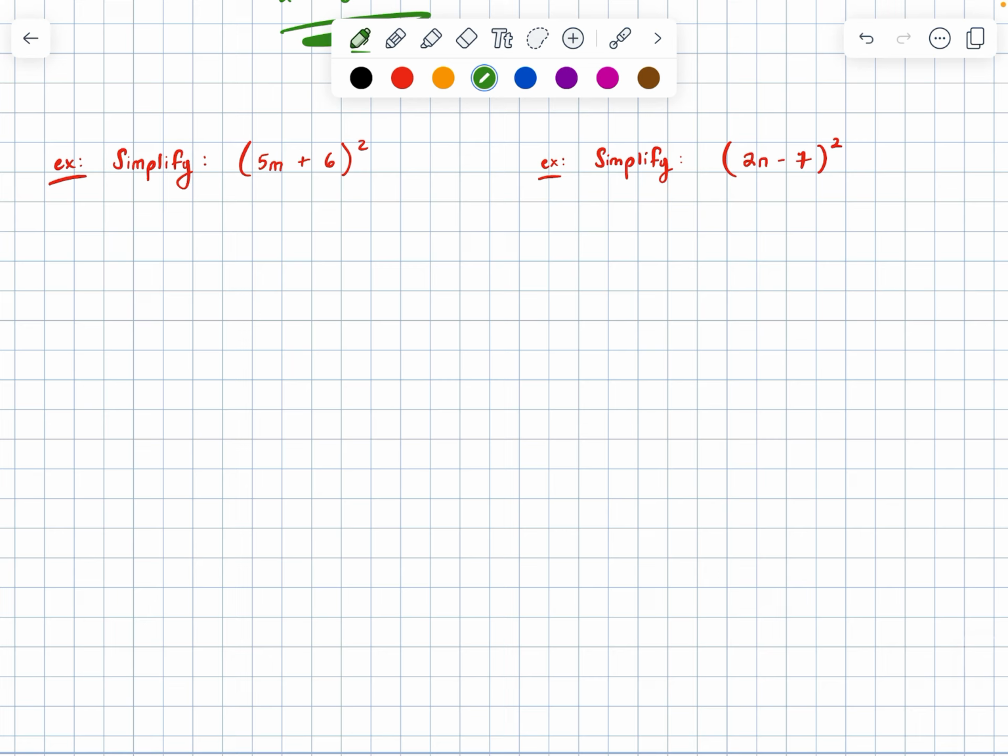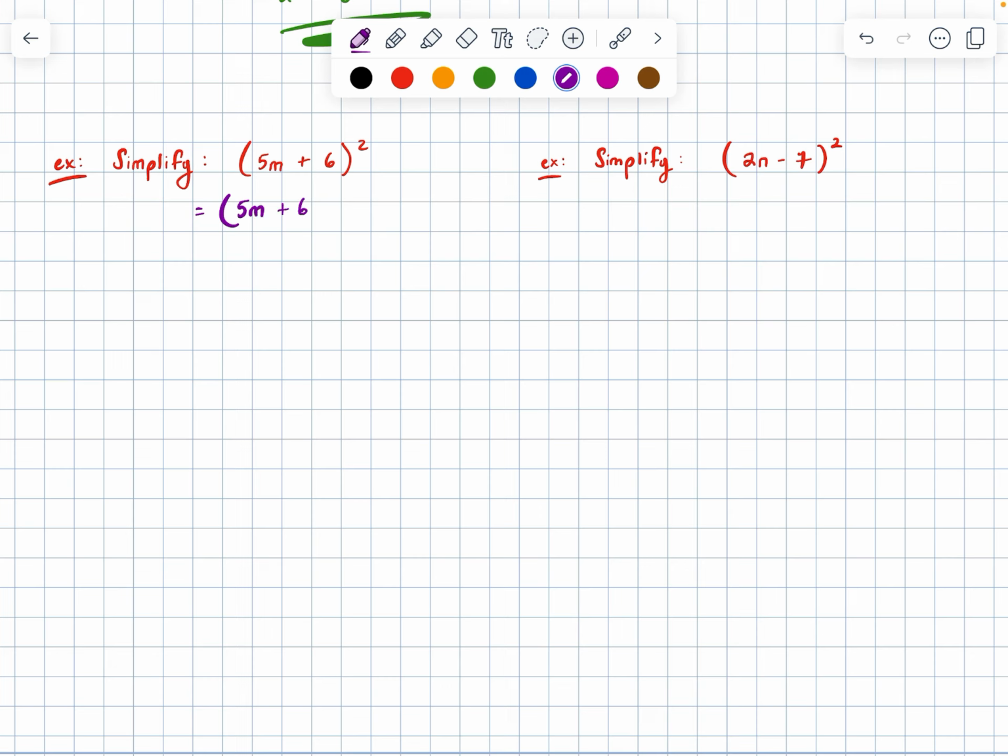You can use your special pattern or you can use METWET here. Let's simplify each of our products. Go ahead. And stop. So let me show you both methods here.